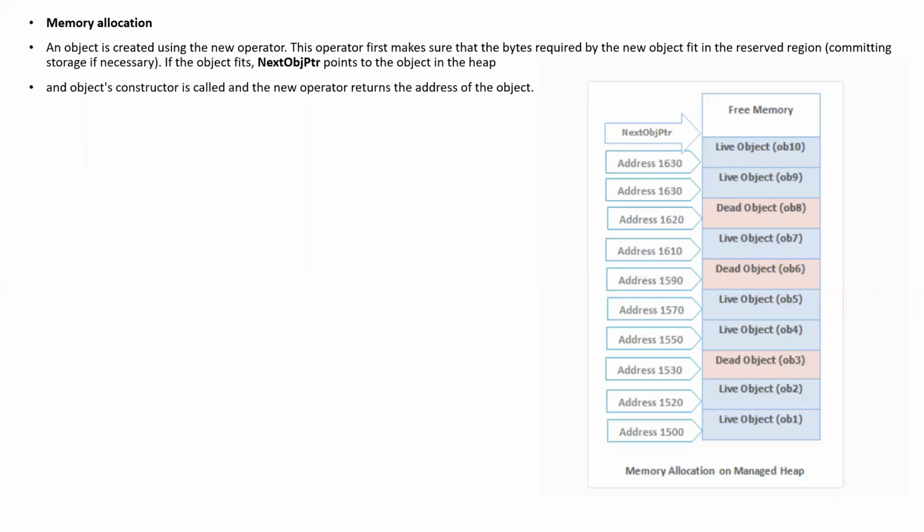Now, how is memory going to be allocated when you start creating an object? When you create an object using the new operator, like in .NET, or VB.NET, this operator first makes sure that the bytes required by the new object fit into the reserved region or not.